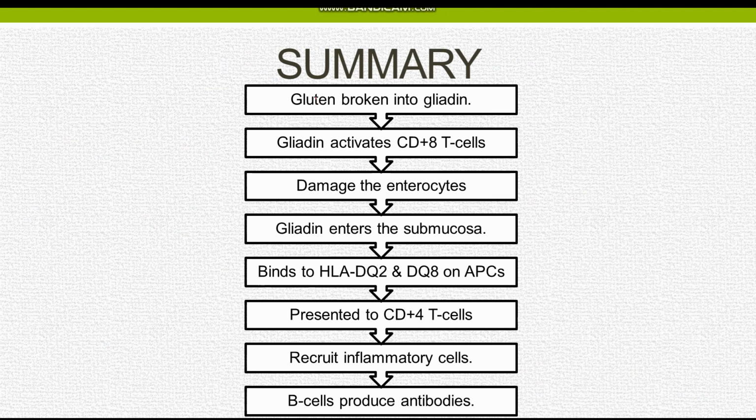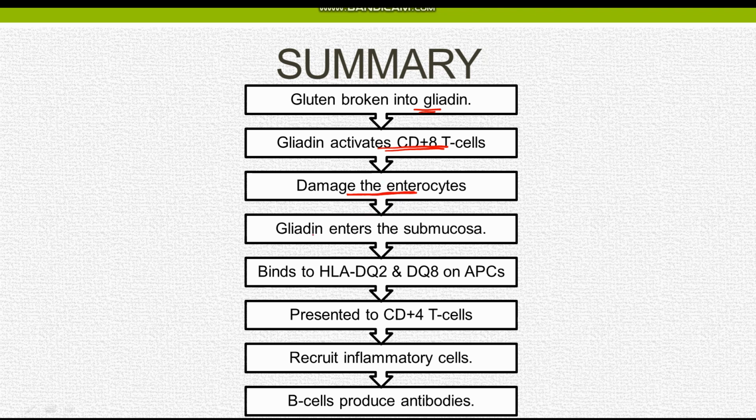So a quick recap about the pathogenesis. The first thing is the ingestion of gluten. Gluten is broken down into gliadin. This gliadin activates CD8 T cells, which damage the enterocytes, causing disruptions in the intestinal mucosa.